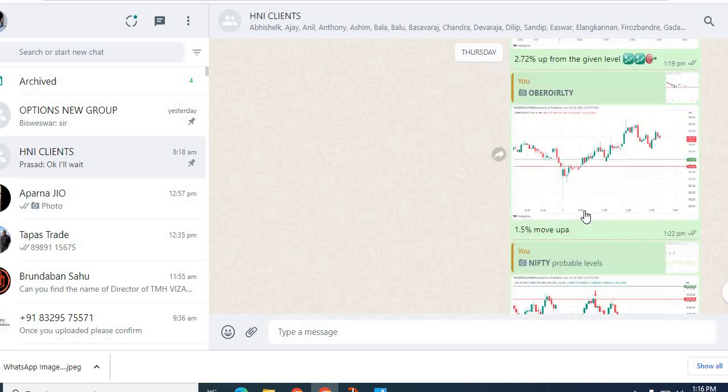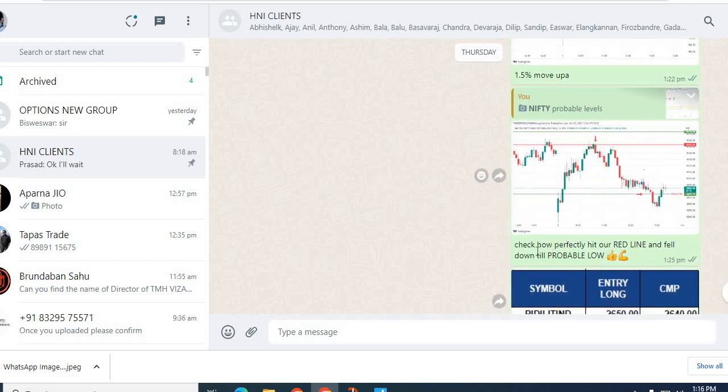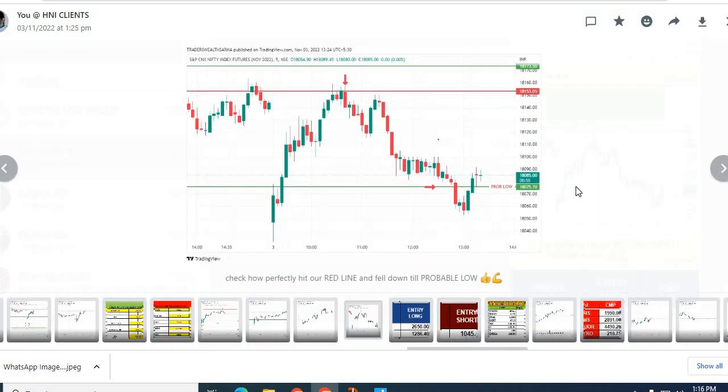See, every day I have written, check how perfectly it hit our red line and sold down till the probable low for this Nifty. There was a huge gap down, and once this line was crossed, it went up, and exactly at that point where I gave the red line for sell, you can go for a put option. Here is a call option opportunity, here is a put option opportunity. Again it went down and hit our probable low.